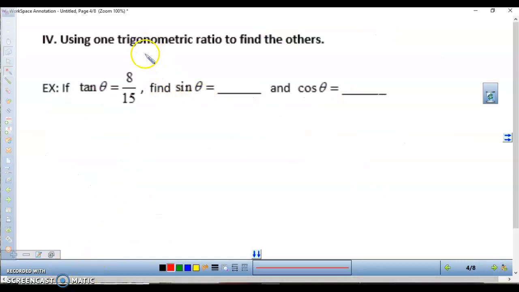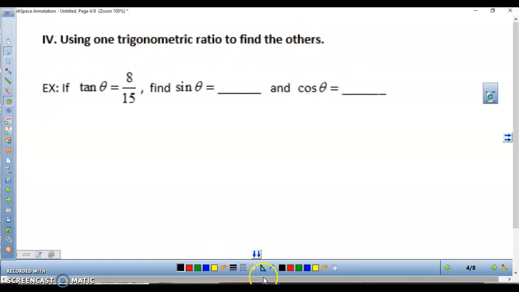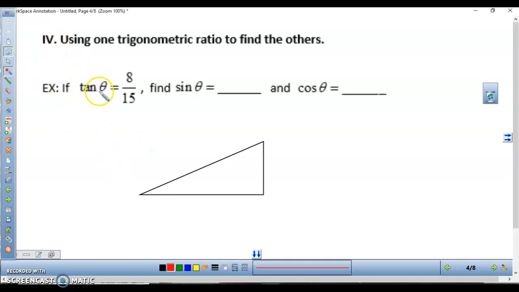Next, we're going to use one trigonometric ratio to find the others. Now remember, trig ratios are defined by right triangles. So the first step to this process, if I ask you to do something like this, is to simply draw a right triangle. There's a right triangle. It doesn't matter how it looks. All right, then you're going to put, of course this is a right angle, then you're going to put theta into one of the acute angles. It doesn't matter. Let's call this one theta.